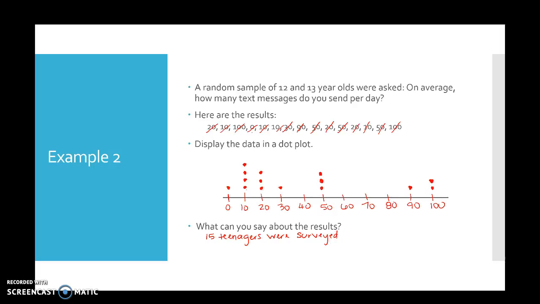And then we want to describe the shape of the graph. So I would say that there is, let's see, most of the dots mostly from 0 to 30. And then we have a few points at 50. And then 90 to 100. And the peak is at 10.